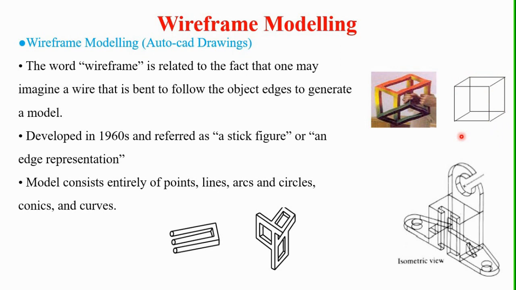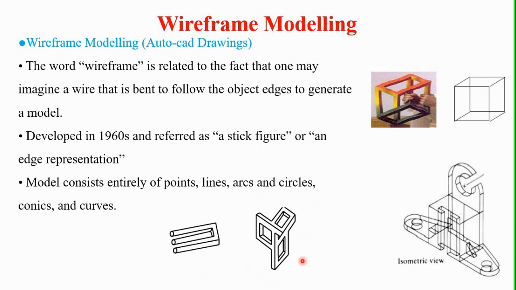This kind of wireframe modeling technology was developed in 1960 and referred to as a stick figure. Or again we can say it can be referred to as an edge representation, because in wireframe modeling only edges are used to represent the model. We will get a clear understanding here. These edges are used to represent this cubical model. This model consists entirely of points, lines, arcs and circles. So in this model we can see lines are used, curves are used, and points are used to represent the model.